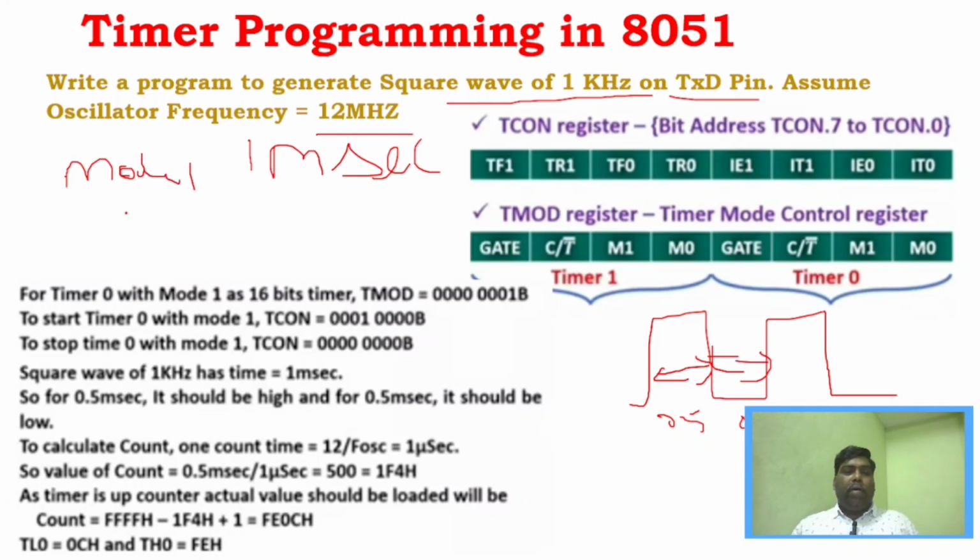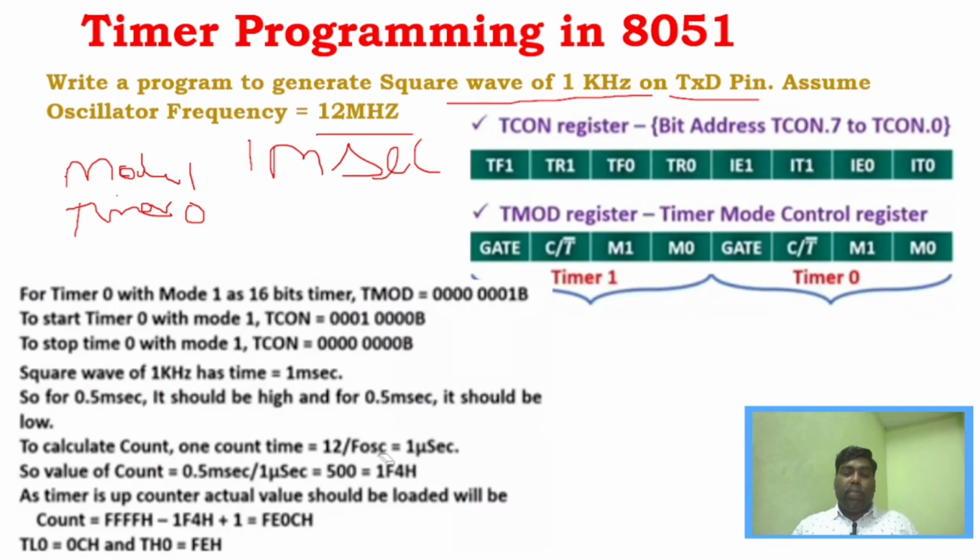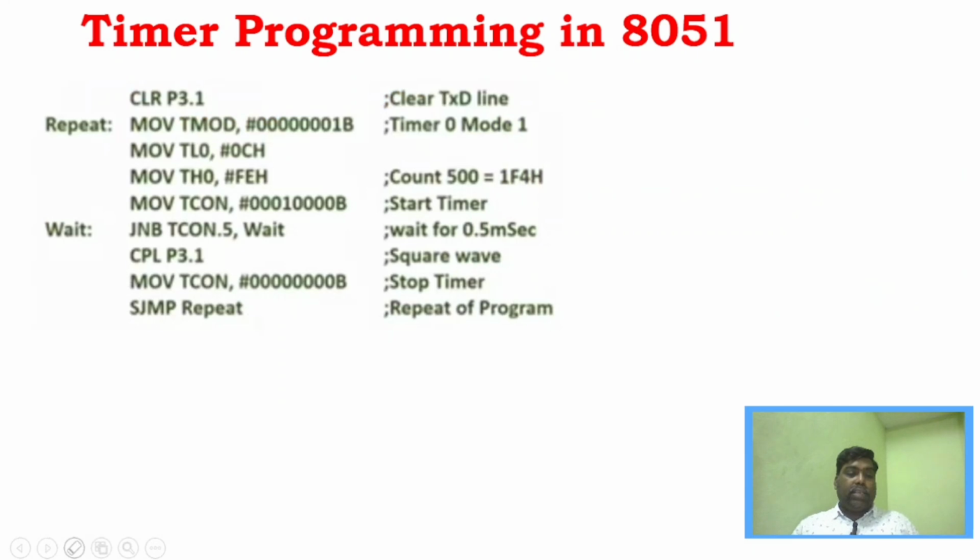And then we will use timer 0. Right? So now I'll just explain less. It's very similar to the previous program which we saw, right? Now you understand we are going to generate a square wave. Each will be having 0.5 milliseconds, correct?